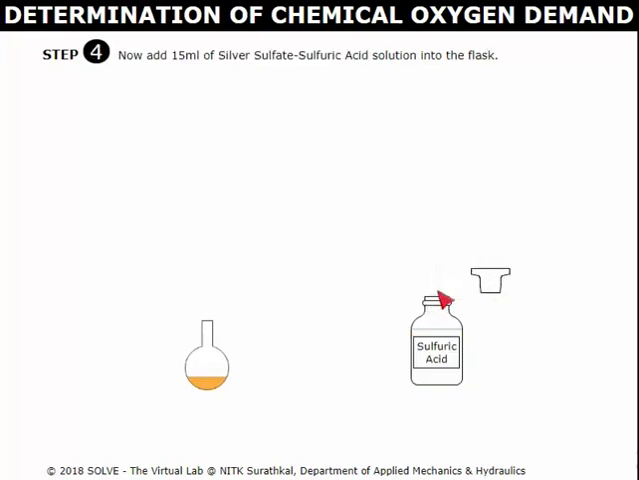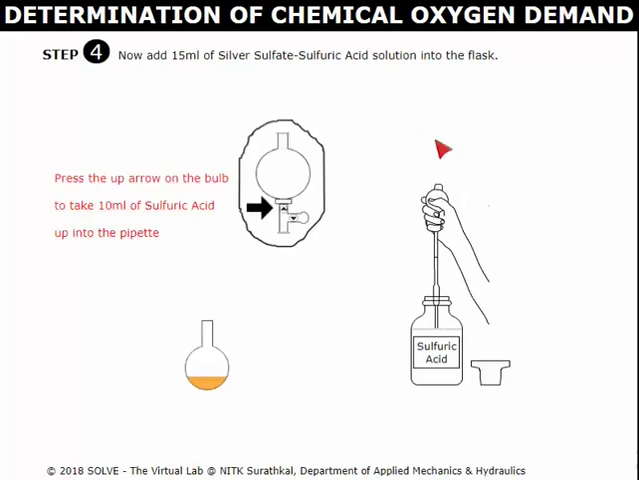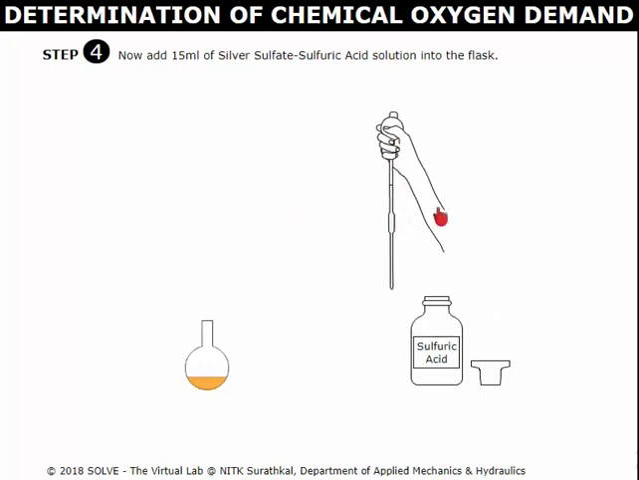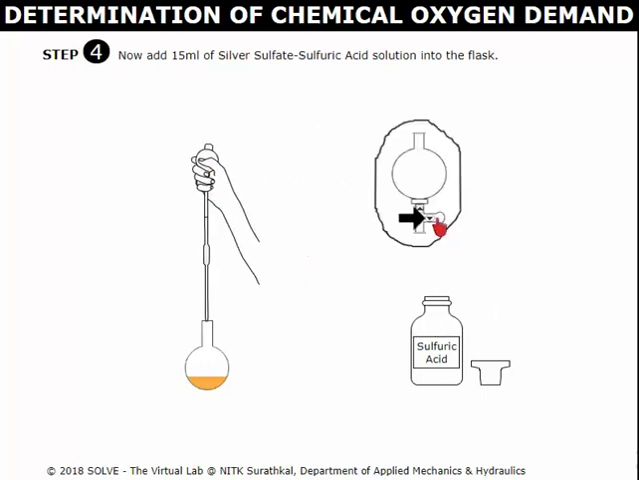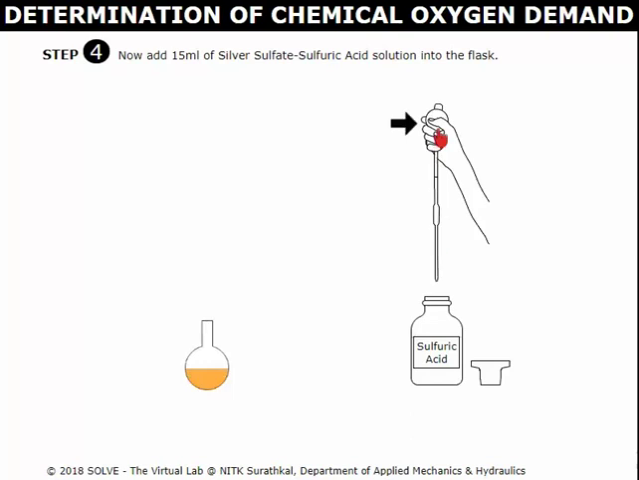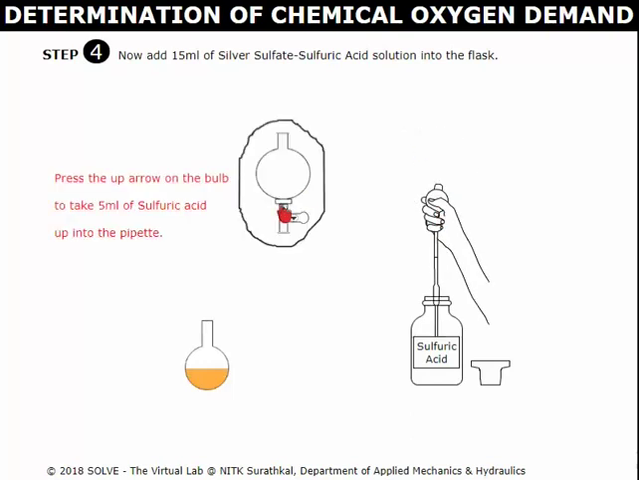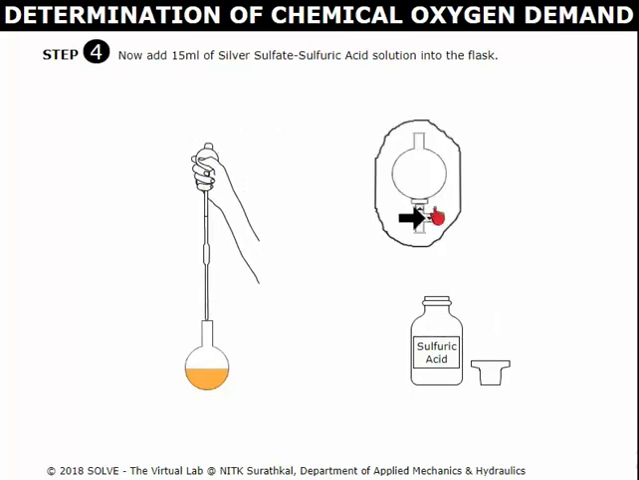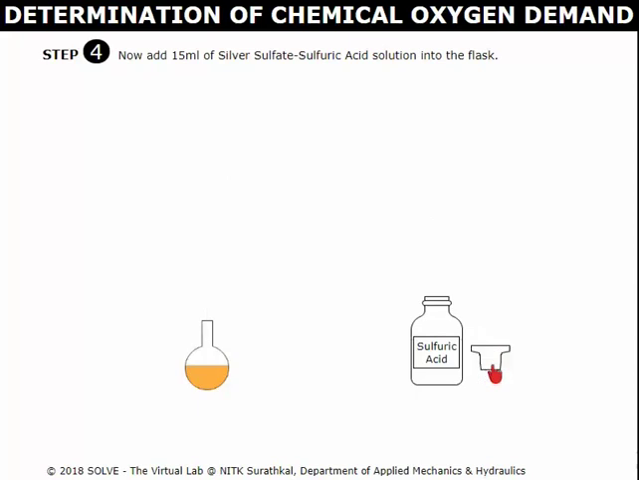Click here to open the lid of sulfuric acid bottle. Click on the pipette to place it in the solution. Now click on the upward pointing arrow to pipette 15 ml of the solution. Click here to release the solution into the flask. Click here to pipette 15 ml of silver sulfate sulfuric acid solution. Click here to release the solution into the flask. Close the lid.